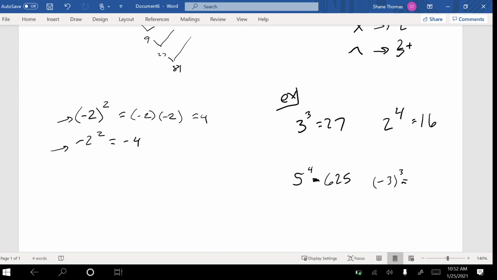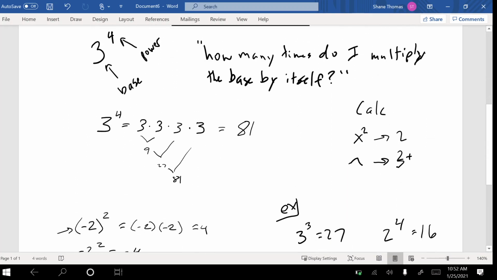Now, this is a negative. It's to the third. It's going to be, yeah, 3 to the third is 27. Now, think about it. We have a negative, negative, negative. So the first 2 would knock it out, right? And then the third one brings it back. So it would be negative 27, correct. Any questions on that so far?